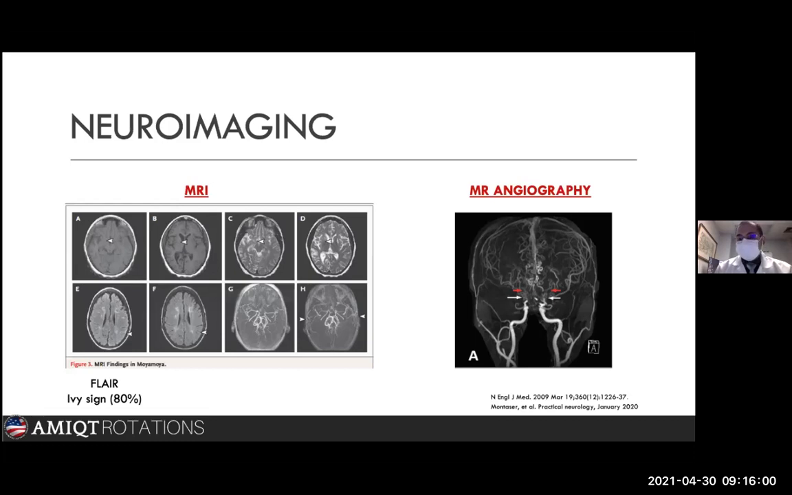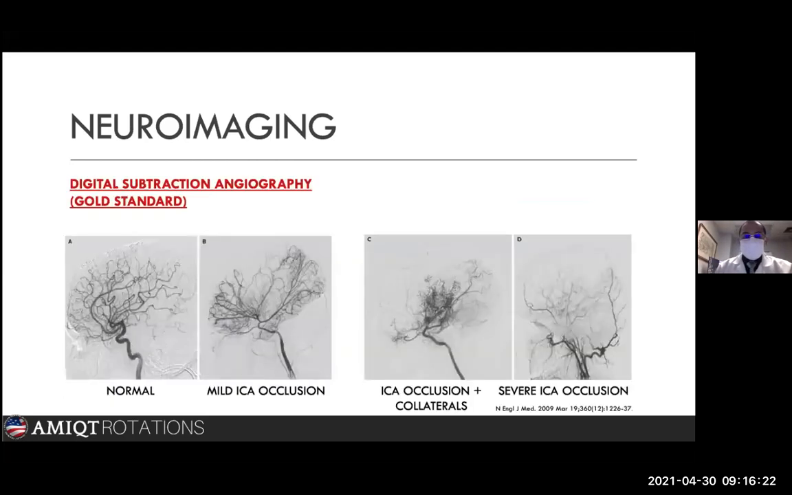A more sensitive exam would be the MR angiography, which can help to locate the occlusion or stenosis of the internal carotid artery and the presence of collateral vessels. Also, CT angiograms can be used to identify this condition. However, the gold standard for the diagnosis is digital subtraction angiography.